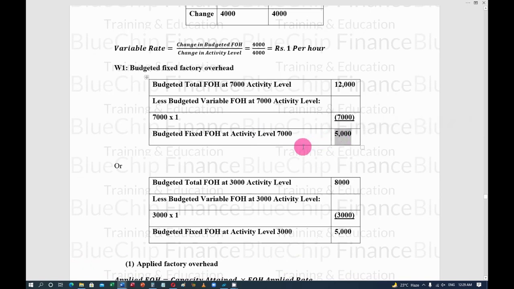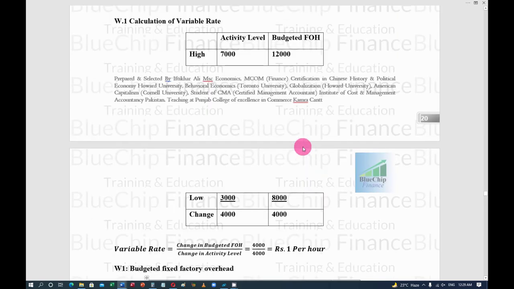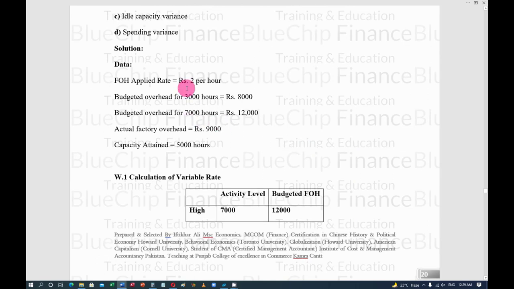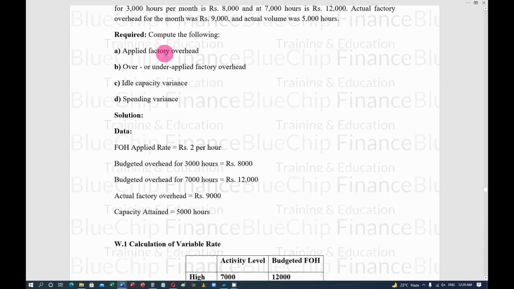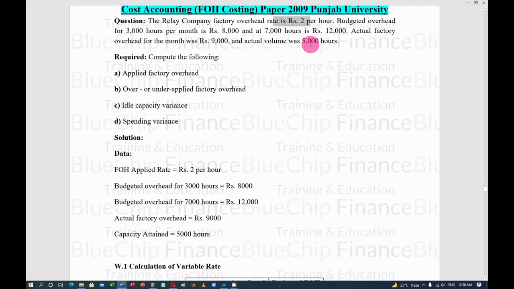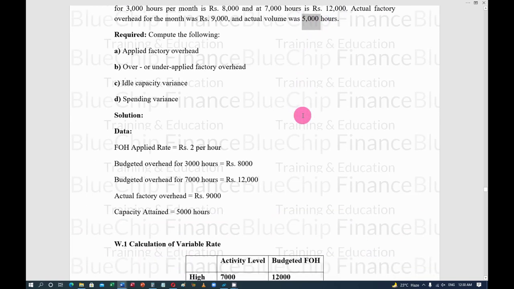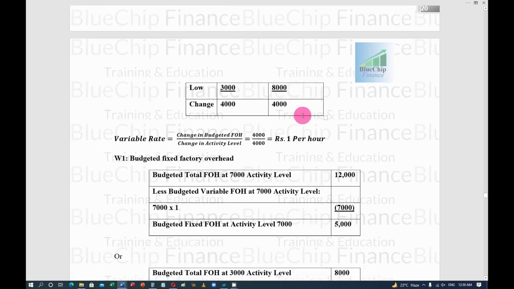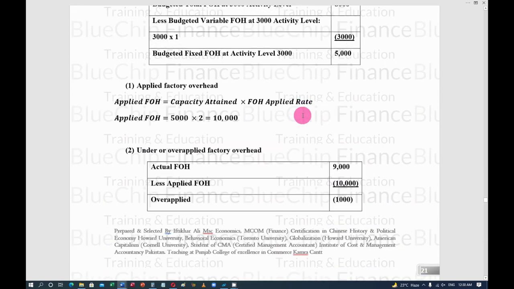Now we are in a position to calculate all four requirements. The first one is applied factory overhead. Applied factory overhead is always equal to capacity attained multiplied by the FOH applied rate. The FOH applied rate is given here as rupees 2 and capacity attained is 5,000. So 5,000 multiplied by 2 equals 10,000. So FOH applied is 10,000.